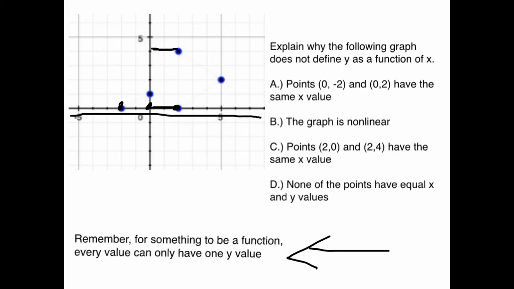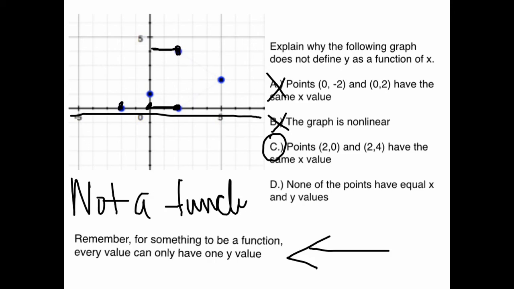So if I look at my answer choices here, points (0, -2) and (0, 2) have the same x value, that is not true. The graph is nonlinear. Well, that is true. However, that does not tell us why it is a function or not. Points (2, 0) and (2, 4) have the same x value. That is true, because here it's (2, 0) and here it's (2, 4), and since my x values have more than one y value, this relationship is not a function.